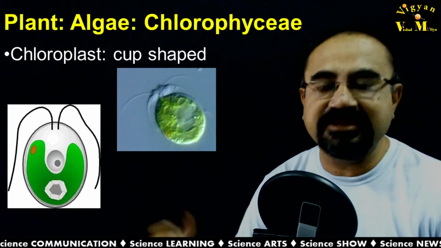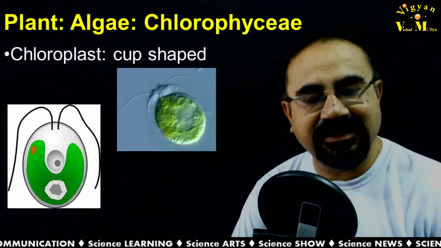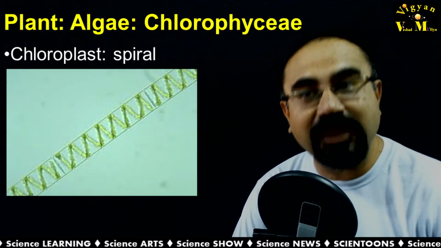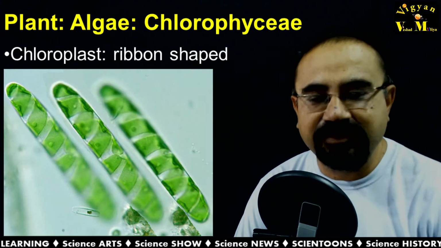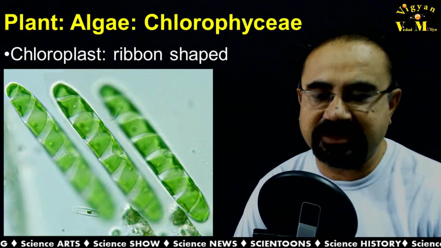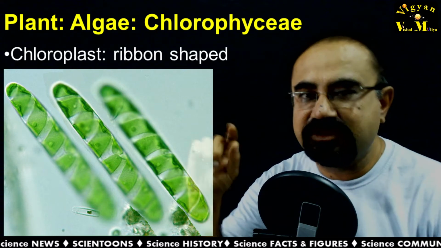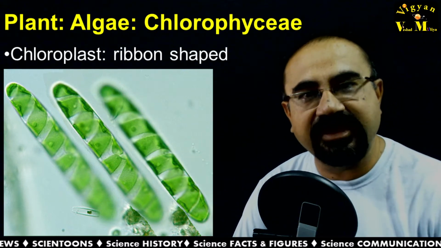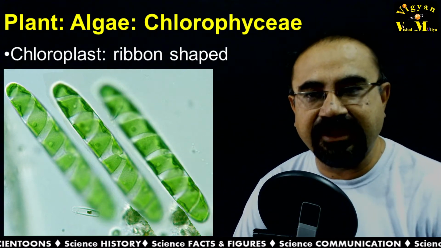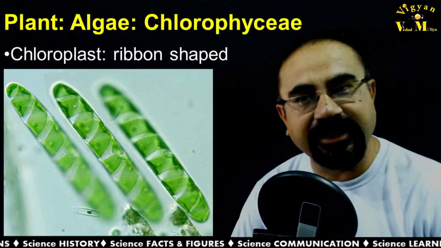Cup shape is exemplified very well in Chlamydomonas. Spiral shape is found in Spirogyra, and the ribbon-shaped chloroplast, which is of course spirally arranged but so thick that we can identify it as a ribbon, can be there in Spirotaenia.